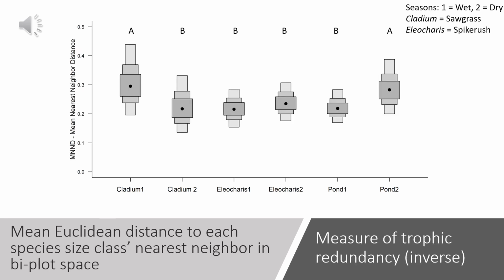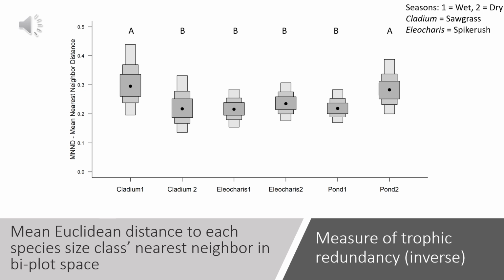Here's another set of box plots, this time of nearest neighbor distance. Again, this is the mean Euclidean distance to each species size class's nearest neighbor in NMDS biplot space. This is a measure of trophic redundancy, but it can get a little confusing because nearest neighbor distance is inversely related to trophic redundancy. So higher nearest neighbor distances mean lower trophic redundancy and vice versa. Now we predicted that competition would increase nearest neighbor distance, thus decreasing trophic redundancy.